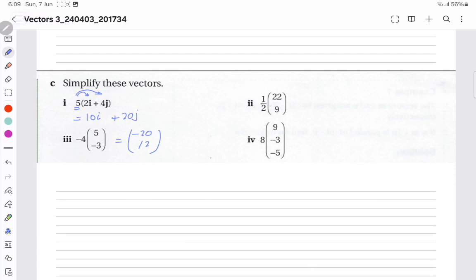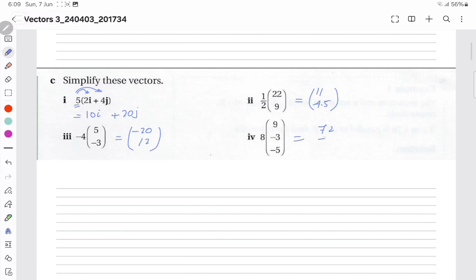We just multiply 1/2 by every term. 1/2 times 22, it will be 11. 1/2 times 9, it will be 4.5. Also here, 8 times 9, 72. 8 times negative 3, negative 24. 8 times negative 5, it will be negative 40 in column vector, and so on.